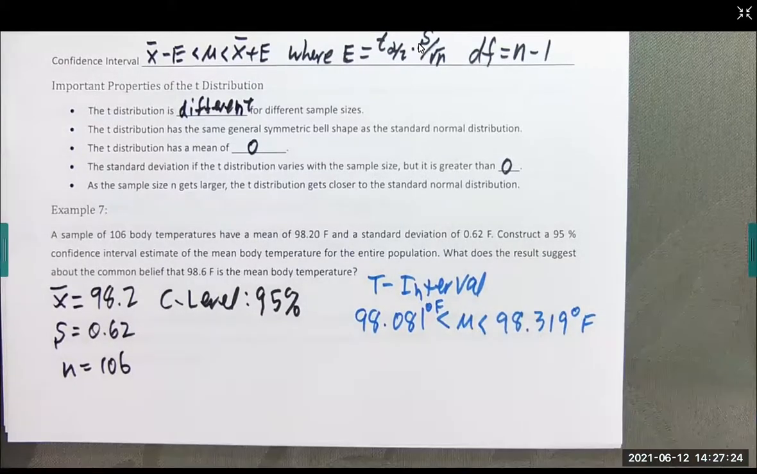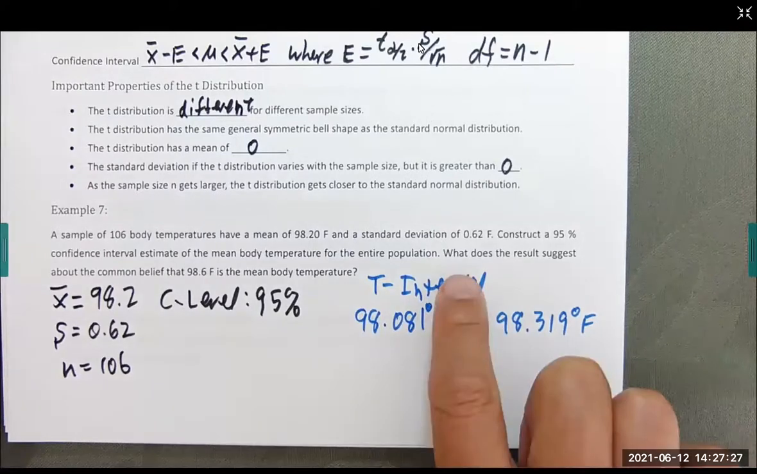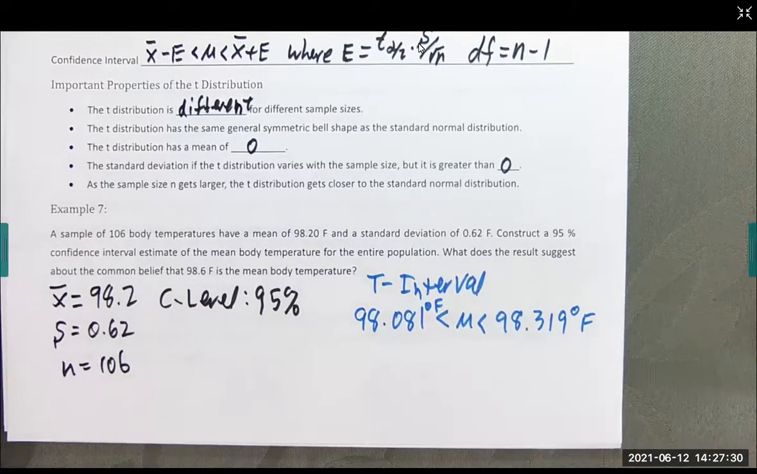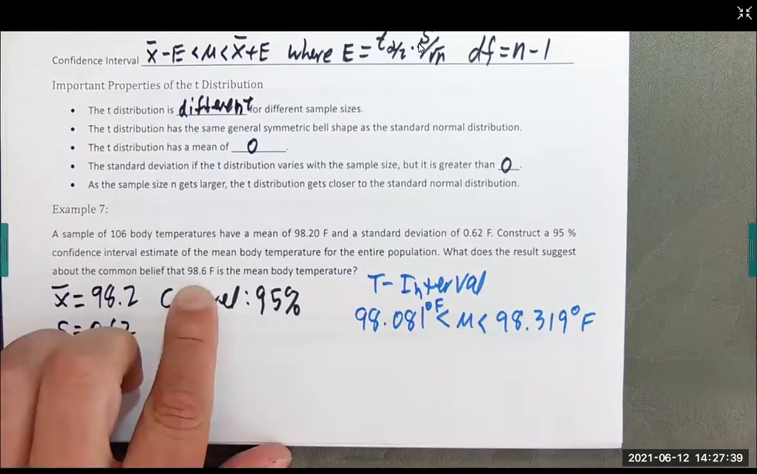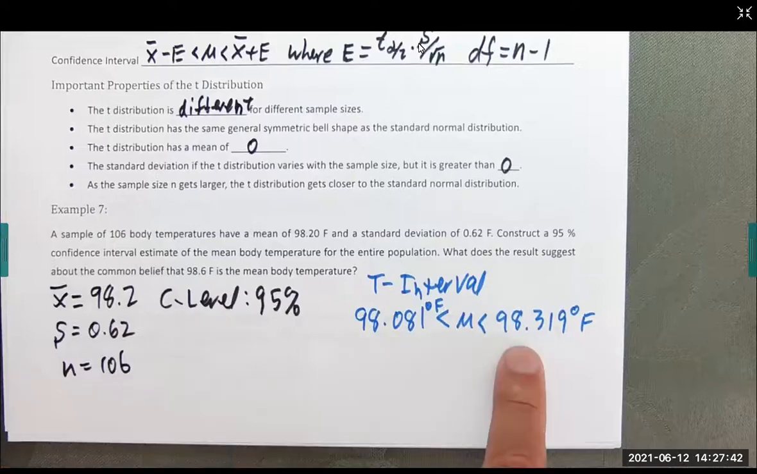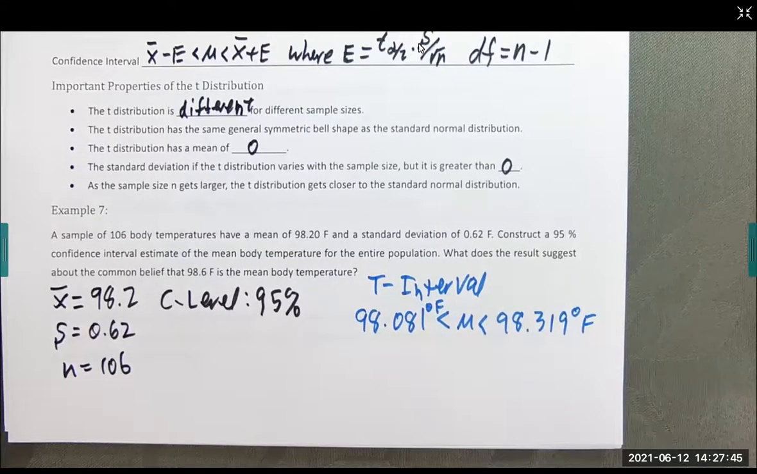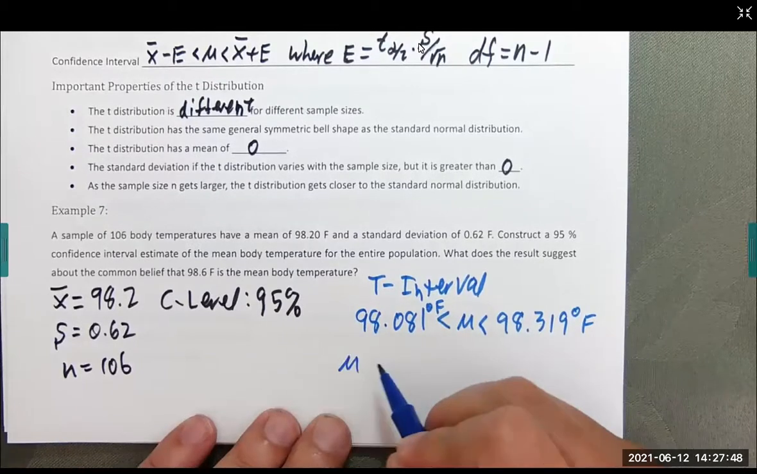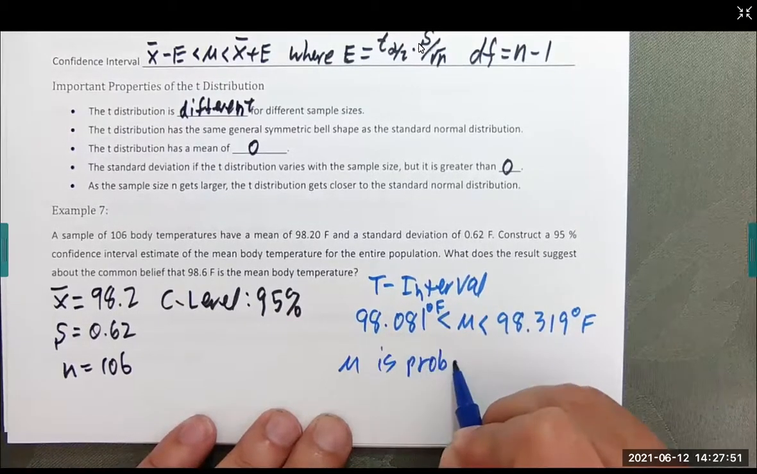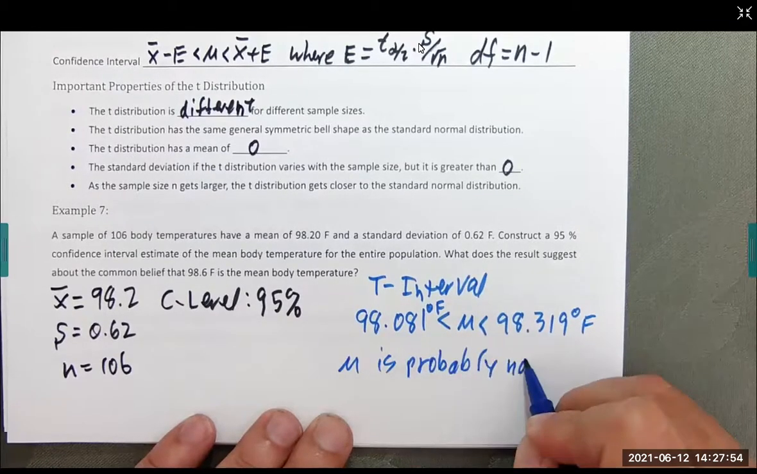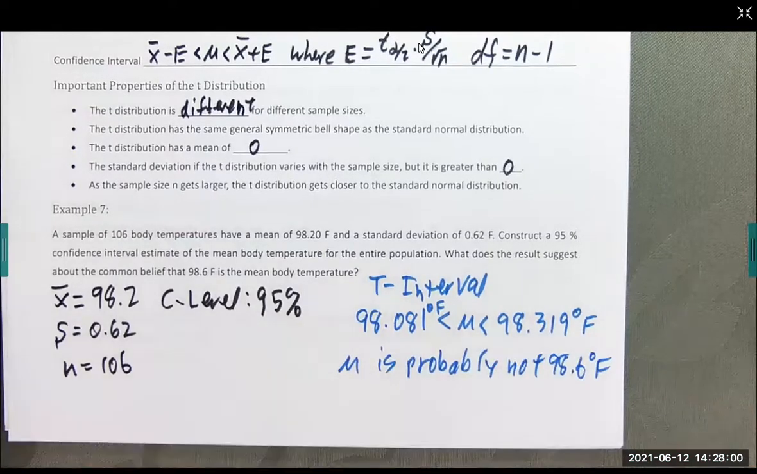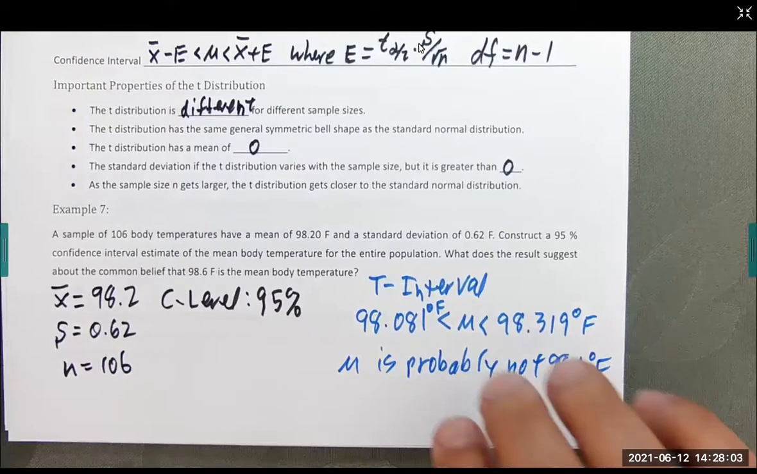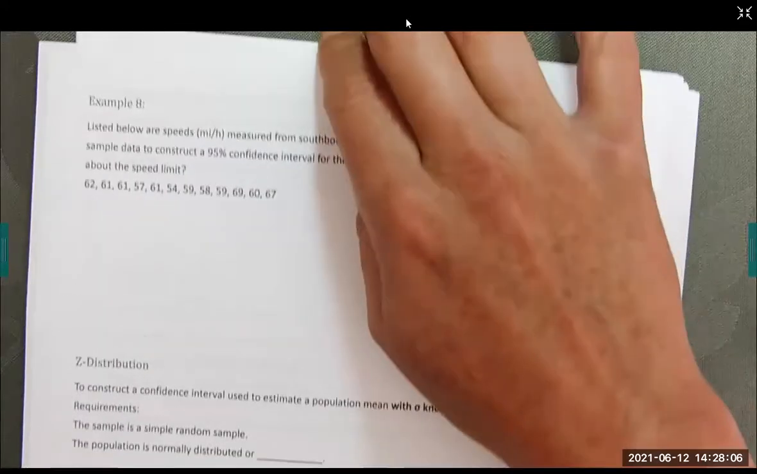Now, let's answer the second question. What does the result suggest about the common belief that 98.6 degrees Fahrenheit is a mean body temperature? So we're 95% sure that the true mean body temperature of all human beings is not 98.6 degrees. It's lower than that. So for the second part, mu is probably not 98.6 degrees Fahrenheit. Interesting. Moving on to the next page.